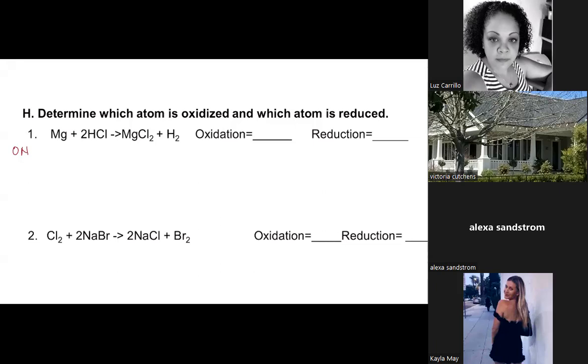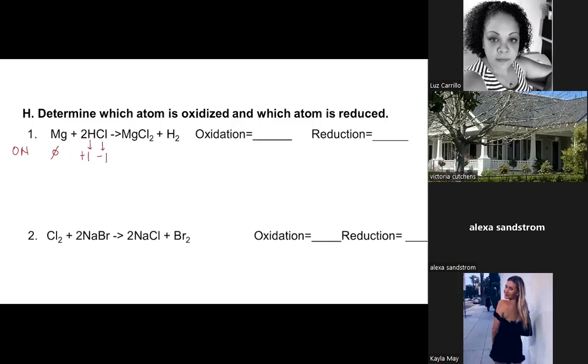So if you assigned an oxidation number of 0 for the magnesium, you are correct. When it comes to the oxidation numbers for hydrogen and for chlorine, chlorine is going to be -1 and hydrogen is going to be +1, okay? Put a 2 in the chat if you got those oxidation numbers for the reactants. Excellent.